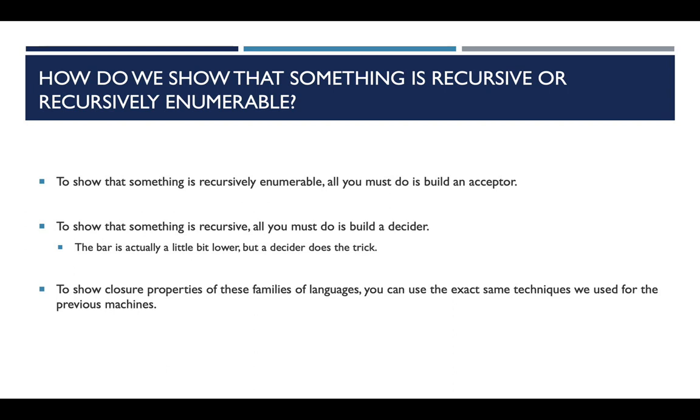So how do we show mathematically that something is either recursive or recursively enumerable? We do exactly what we've done in the previous lectures for the previous language families. If we want to show that it's recursively enumerable, all we have to do is build an acceptor. Likewise, if we want to show that something is recursive, all we have to do is build a decider. And so going back to our nuance, it's actually a little bit easier to show than building a decider, but if you build a decider, you have obviously shown that it is a recursive language. You've effectively done the harder case. It also is true that if you want to show that something is recursively enumerable, you can show that it is recursive, because all recursive things are recursively enumerable, but the vice versa, or the contrapositive, is not necessarily the case.